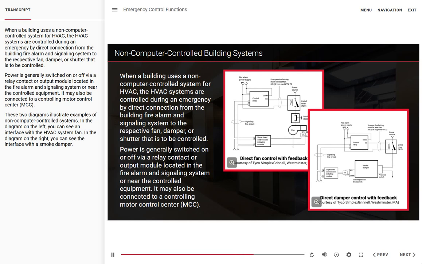These two diagrams illustrate examples of non-computer controlled systems. In the diagram on the left, you can see an interface with the HVAC system fan. In the diagram on the right, you can see the interface with a smoke damper.